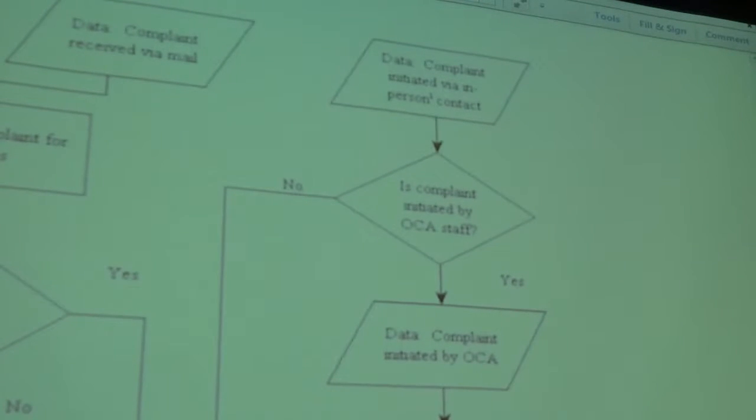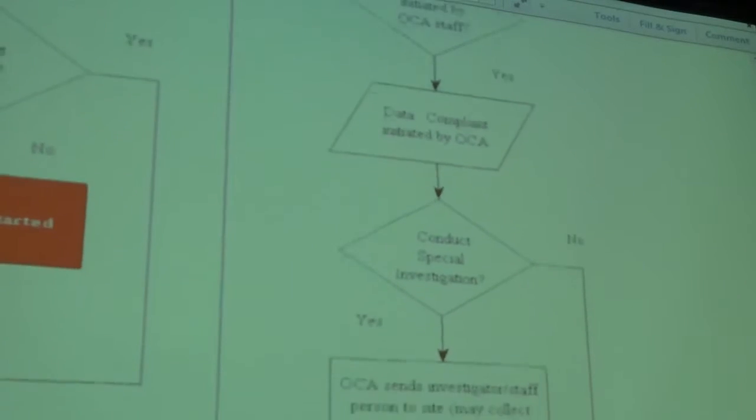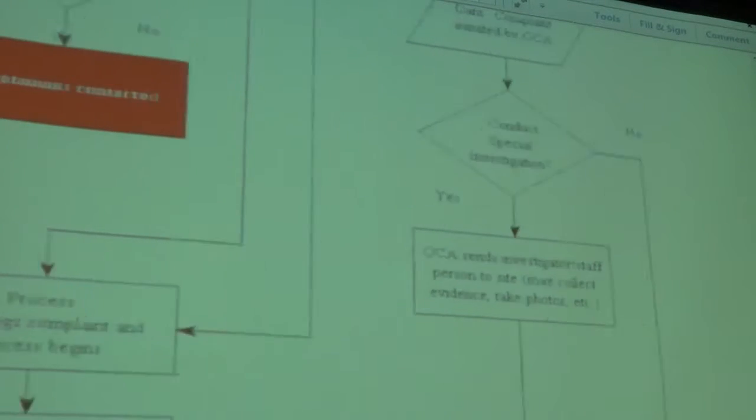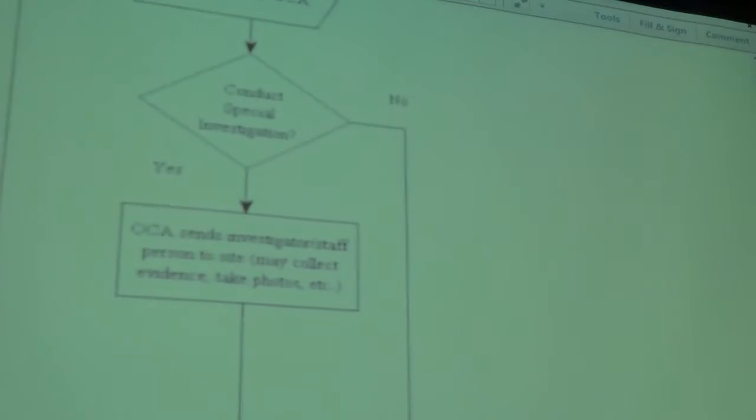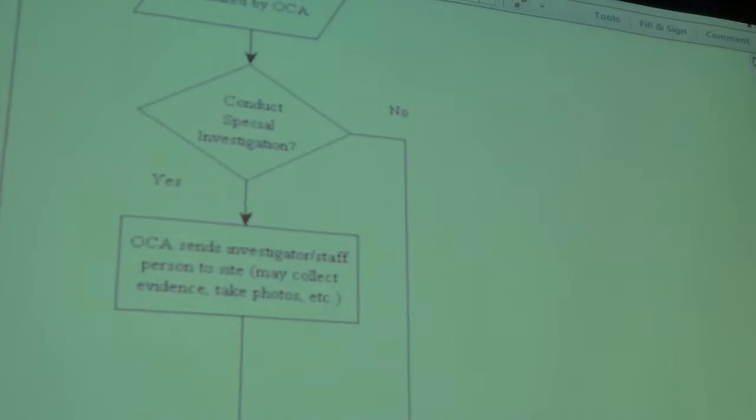Now, in terms of the process for those complaints that are in-person contacts, the critical decision point that comes very quickly is whether or not the complaint was initiated by OCA staff. If no, then it goes to the process down here. OCA logs the complaint and begins the process. So a person actually comes in and files his or her complaint.